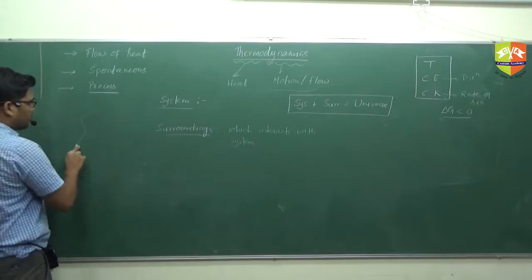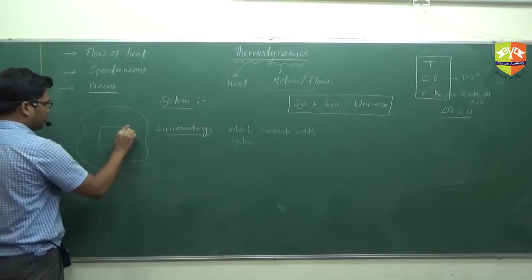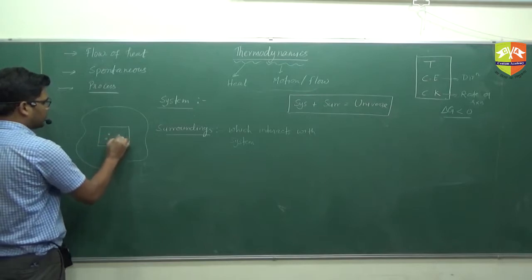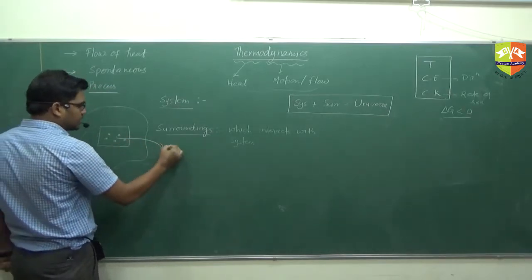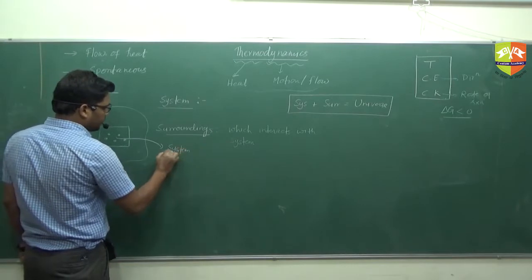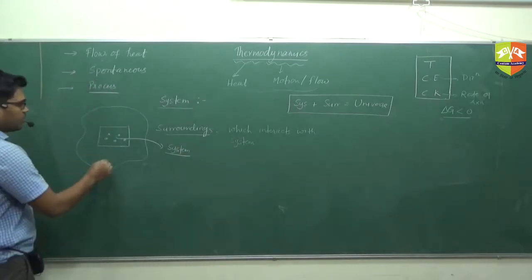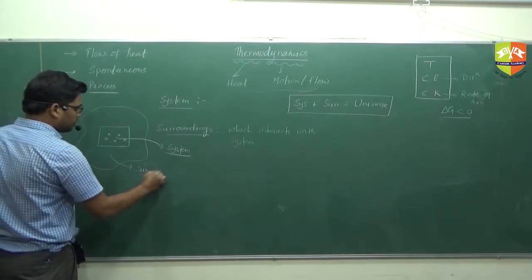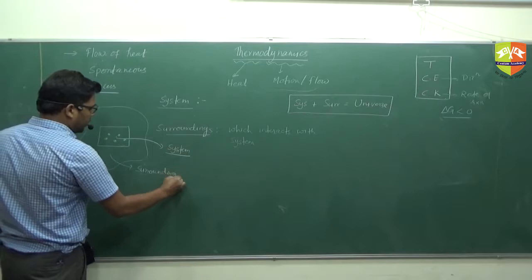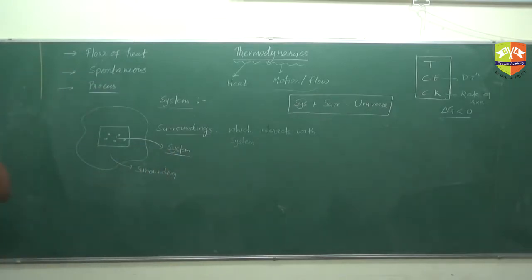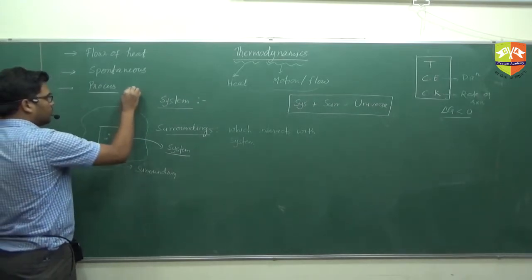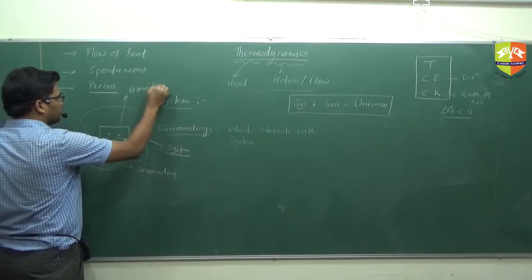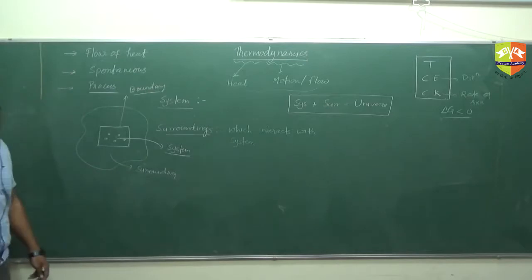Suppose you have this universe, and in it a beaker is there. In this beaker we have some gaseous molecules present, and we are trying to understand the properties of these gaseous molecules. These gaseous molecules are the system. Apart from these gaseous molecules, everything is surroundings. Both collectively are called the universe. This part which separates the system and surroundings we call the boundary. Boundary is what separates the system from the surroundings.